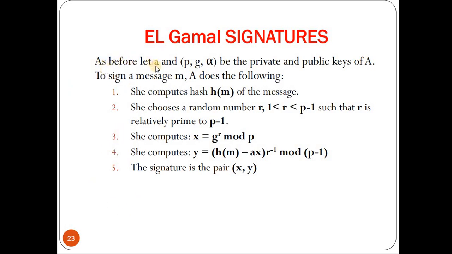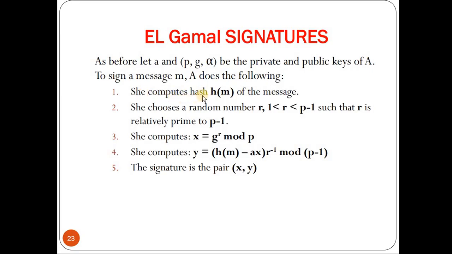As before, let a and (p, g, alpha) be the private and the public key of A. So there is a user A whose private key is nothing but a, and the public key is comprised of three components, p, g and alpha. To sign a message M, A does the following. So there is a message M. To sign the document, A needs to perform the following.